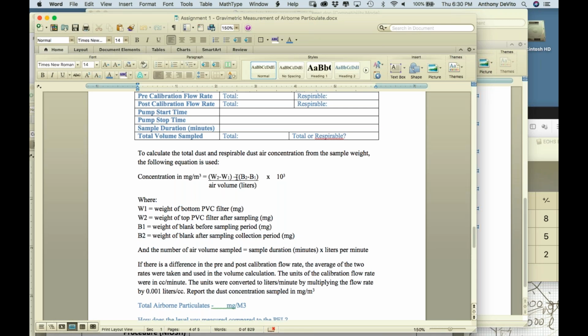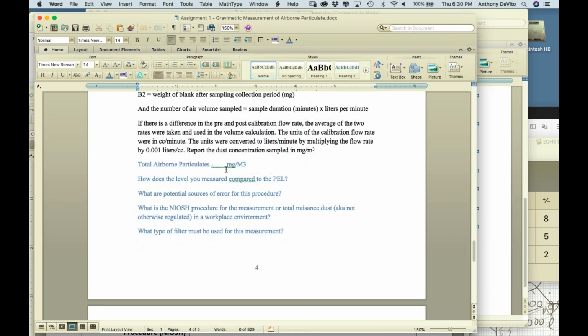Weight 1 minus weight 2 minus the blank 1 times blank 2 minus weight 1, over the air volume in liters that you actually sampled times 10 to the 3. That's liters per meter cubed. Liters cancel out, so it winds up milligrams per cubic meter. And then answer some questions.